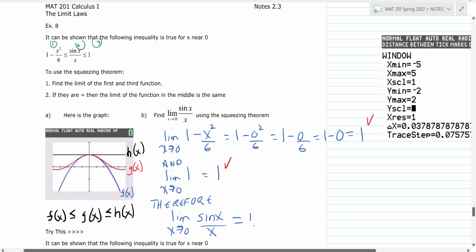So that's what you have to do. I give you the inequality. You do the limit of the first function and the last function. If they turn out to be the same, then the limit of the function in the middle will turn out to be the same also. That's how you show it. You can pretty well tell on your graphing calculator that they're all coming in towards y equals 1. The left and right hand limits on every one of these functions are all squeezing in to y equals 1. So that's the idea of the squeezing theorem.